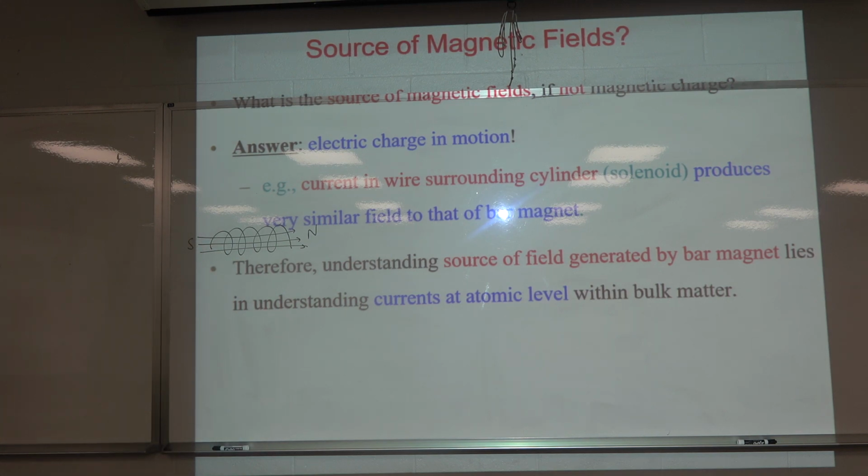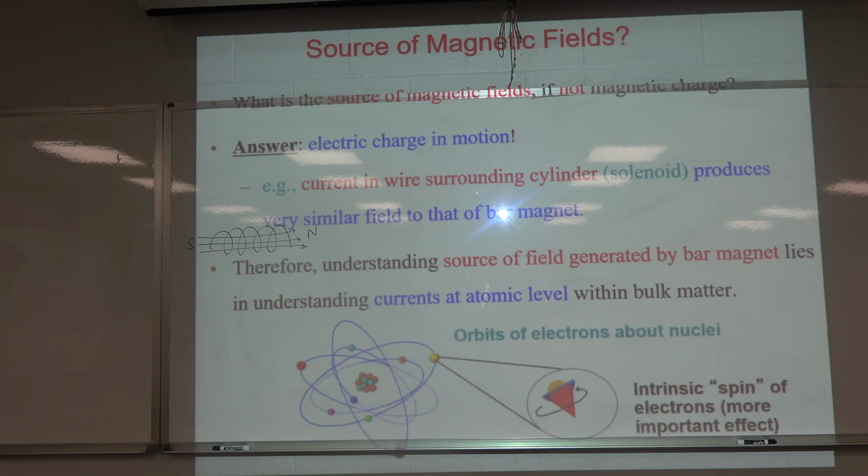Okay, so we need to understand the source of the magnetic field generated by bar magnets. In this understanding, we can think of the atomic level within the bulk of the matter.